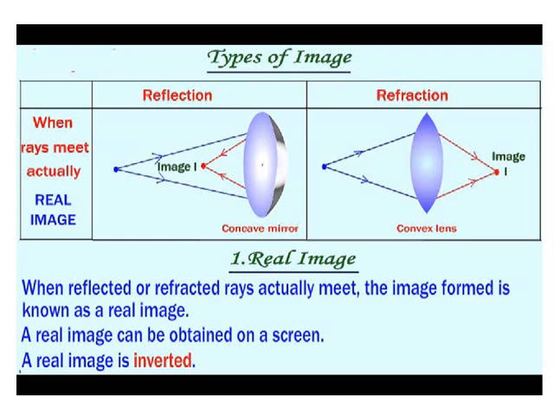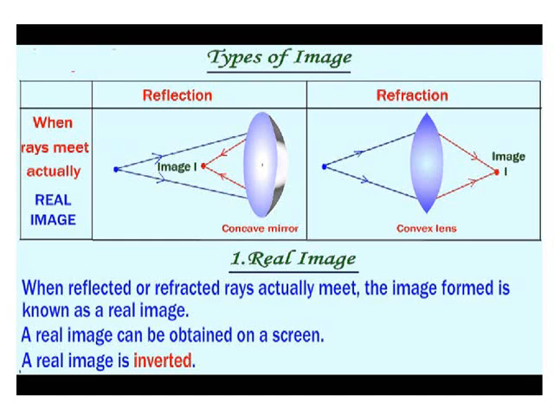This slide clearly shows you the types of images. Now you see in the diagram, reflection is taking place in a concave mirror. It is a concave mirror. So rays after falling on the mirror get reflected, because it is a mirror.